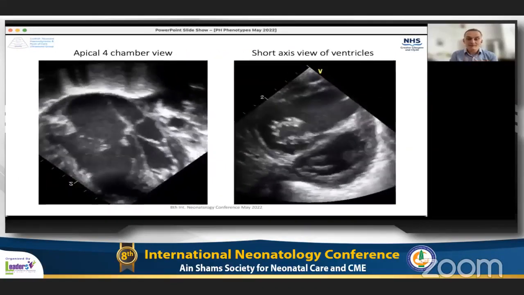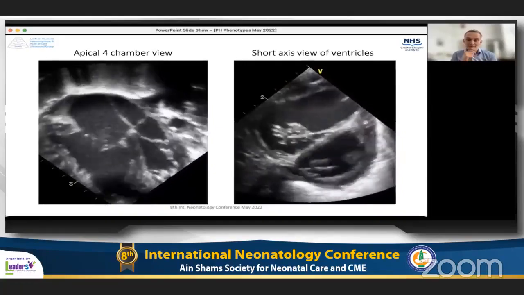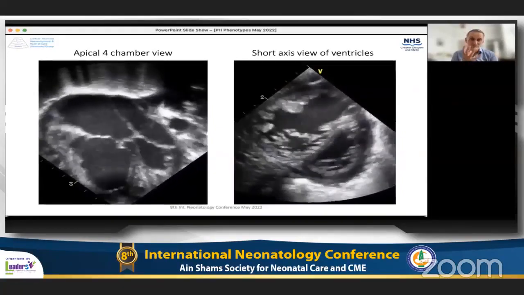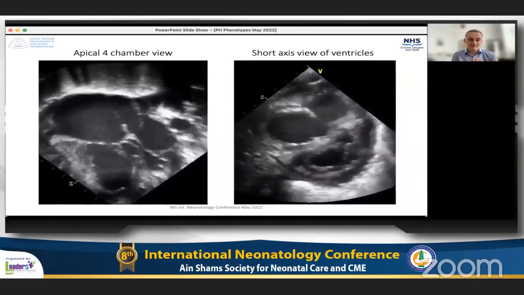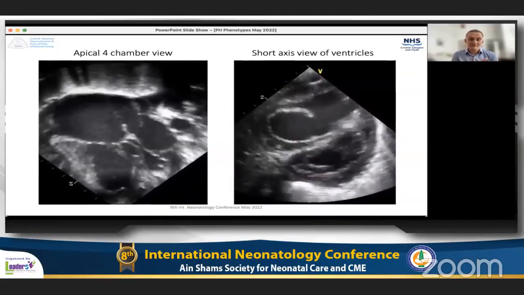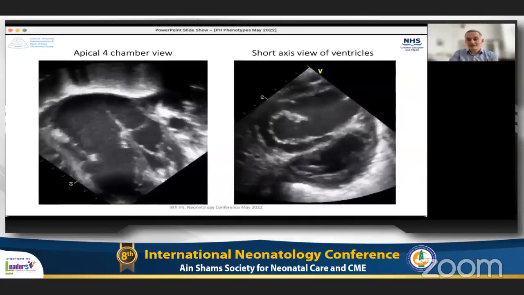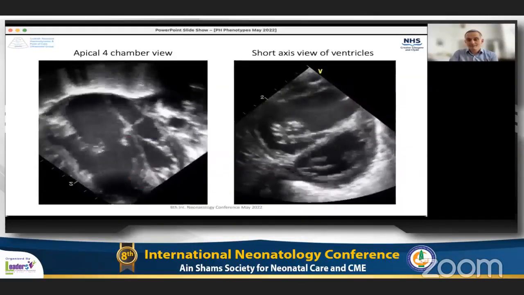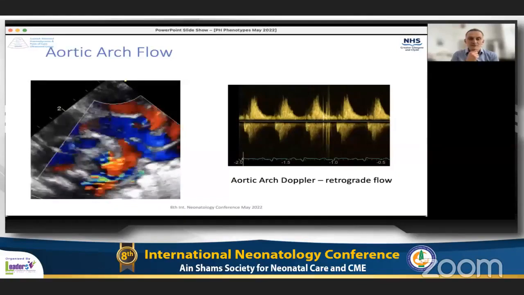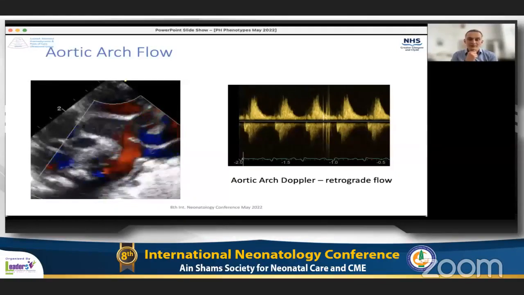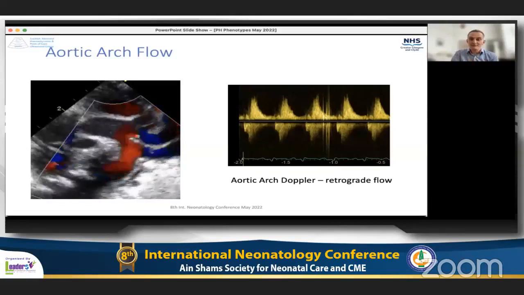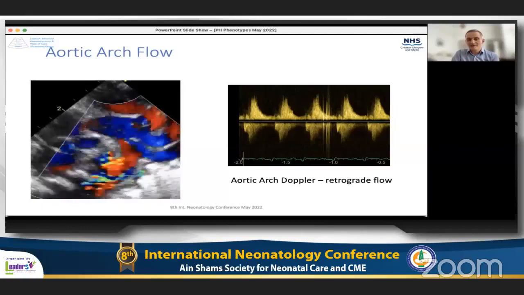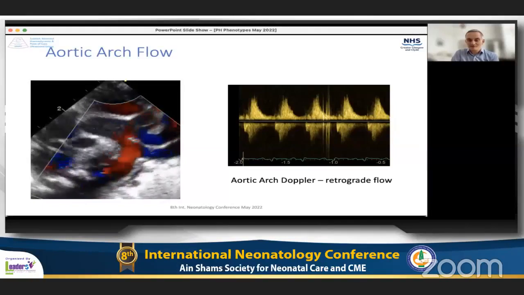On this apical four-chamber view on the left-hand side and the short axis view through the ventricles, you can see that the right ventricle is very dilated, as is the right atrium. The left ventricle is compressed, and there's dysfunction in the right ventricle and the septum. But another unusual finding in this patient was retrograde flow in the aortic arch. And you can see that on the color Doppler on the left-hand side and on the Doppler signal from the transverse arch on the right-hand side. And you can also see that the head and neck vessels are very dilated in this patient.